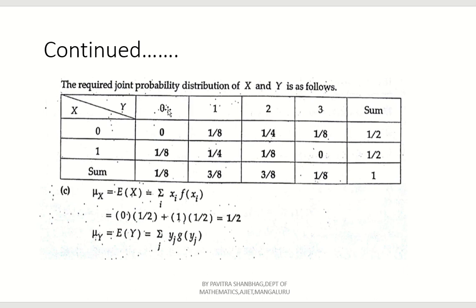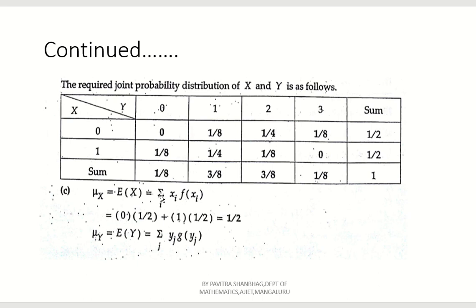Now here J11 is 0, J12 is 1 by 8, J13 is 1 by 4, J14 is 1 by 8. Similarly, J21 is 1 by 8, J22 is 1 by 4, J23 is 1 by 8, J24 is 0. Now add column wise.